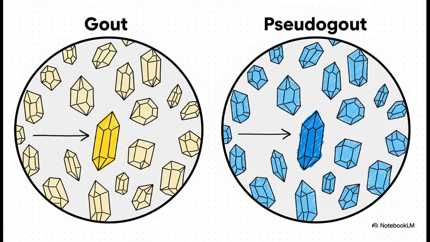It all comes down to what you see when you look at the joint fluid under a special microscope with polarized light. Gout is caused by these needle-shaped urate crystals that glow yellow. Pseudogout, on the other hand, is caused by rhomboid or kind of coffin-shaped crystals that glow blue. Different crystal, different shape, different color. That's how you tell them apart.